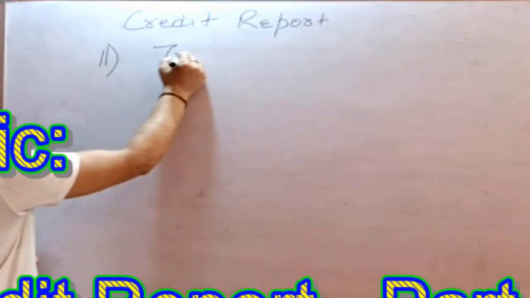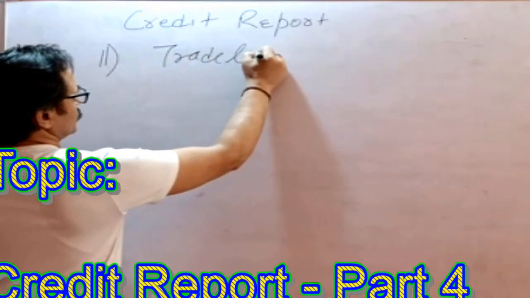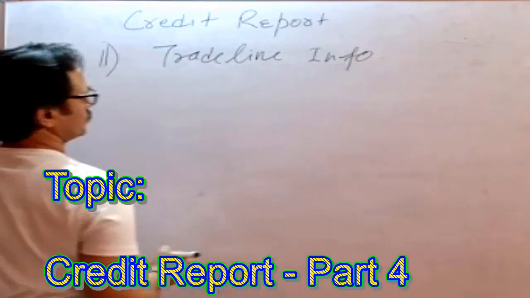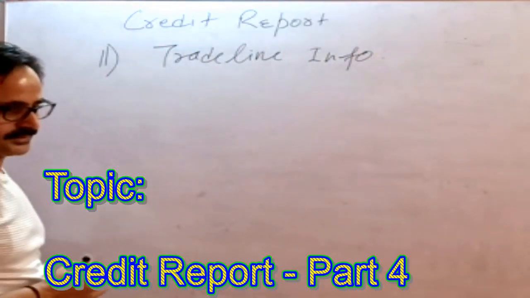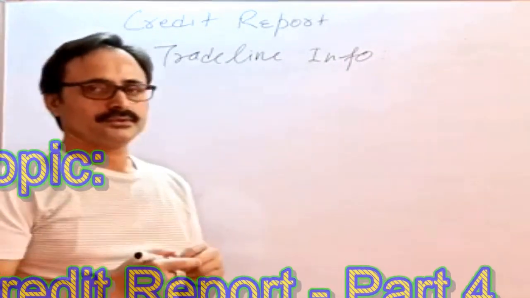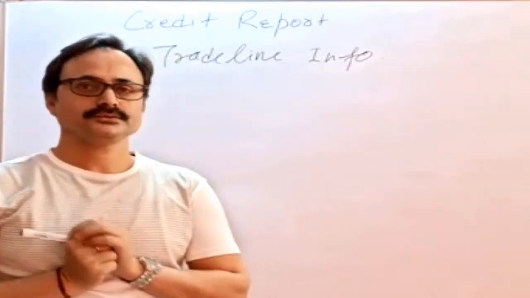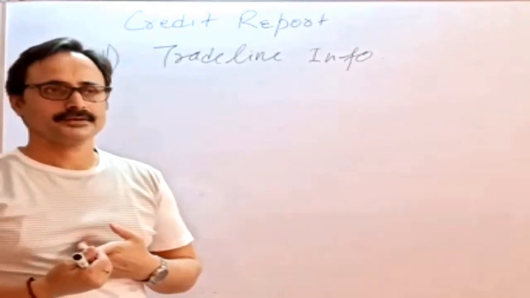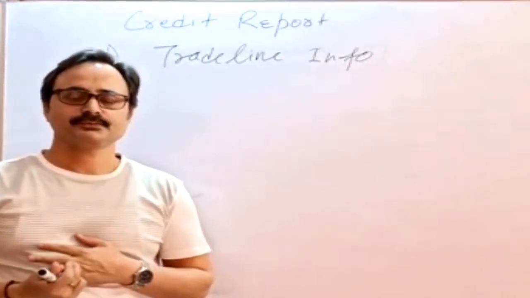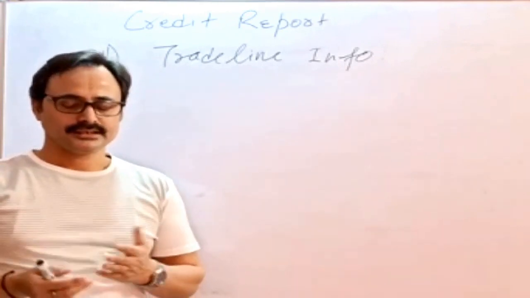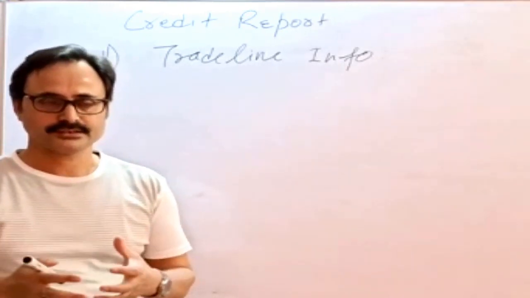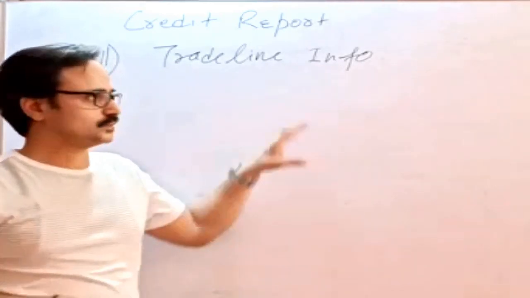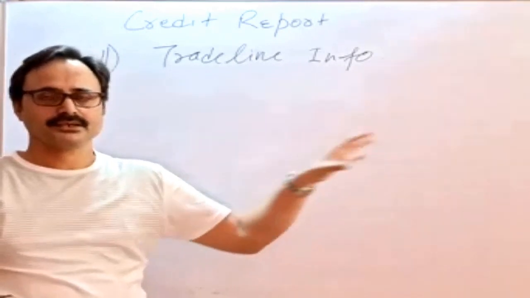Those trade lines, right? Trade line info. Now what do we mean by trade line? There are different accounts a borrower has, and when those accounts were opened, what was the last reported date to the bureau, what is their current balance, what was their limit. All that information is going to appear line by line per account.